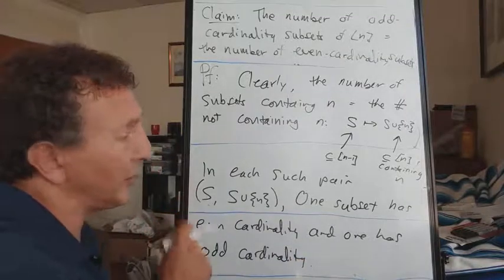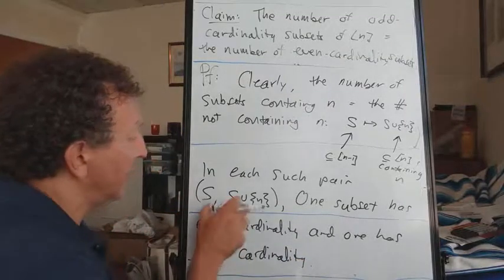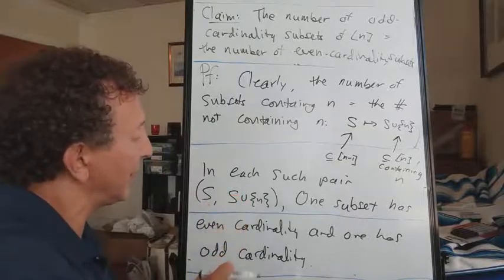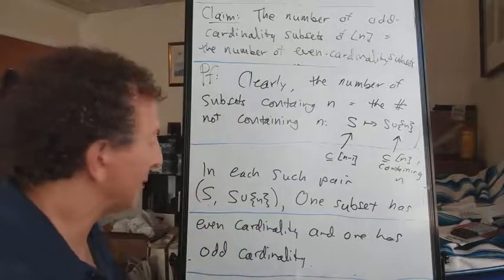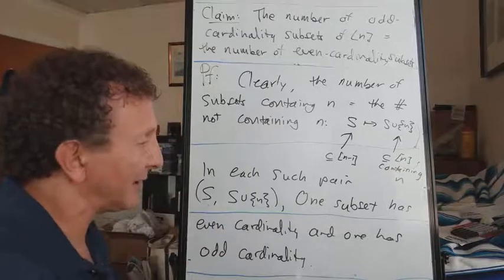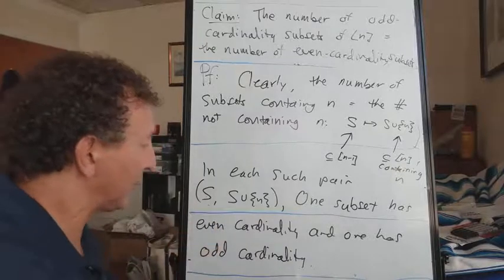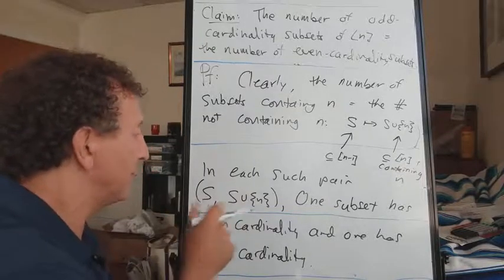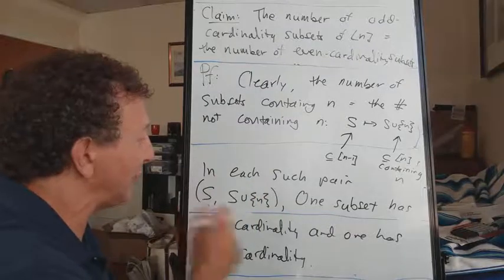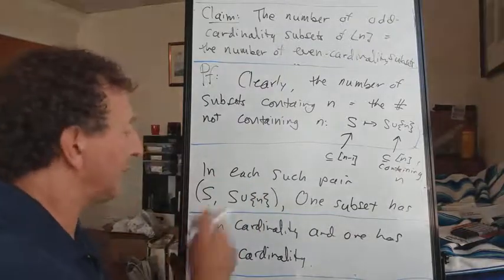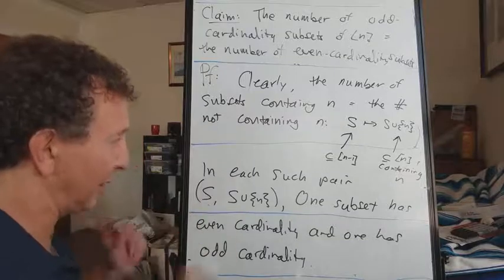Now since there's 2^n subsets altogether, we have 2^n divided by 2 pairs, or 2^(n-1) pairs. Each pair has exactly one even component and one odd component. So there's exactly 2^(n-1) even subsets and 2^(n-1) odd subsets. They line up perfectly.